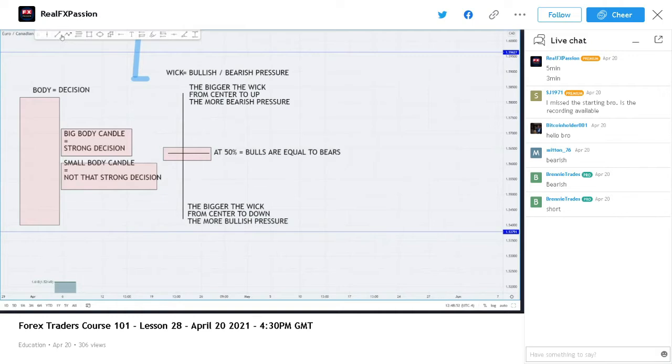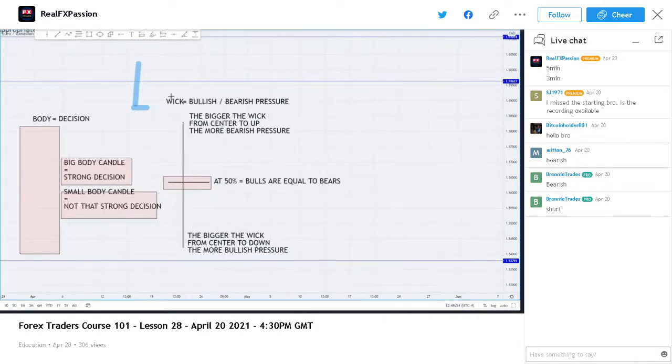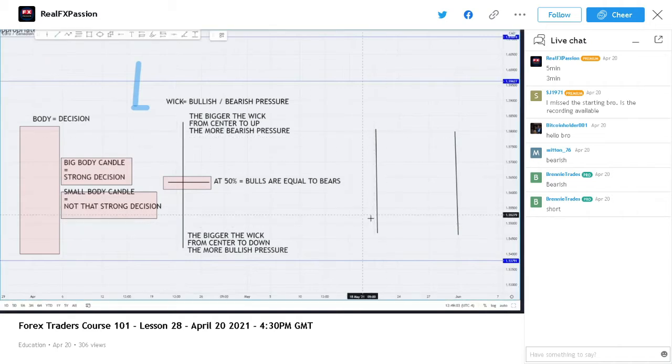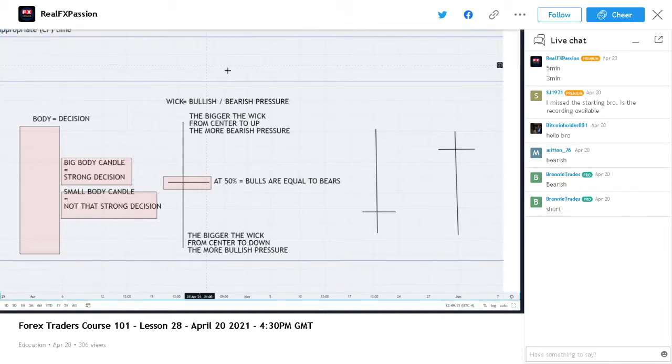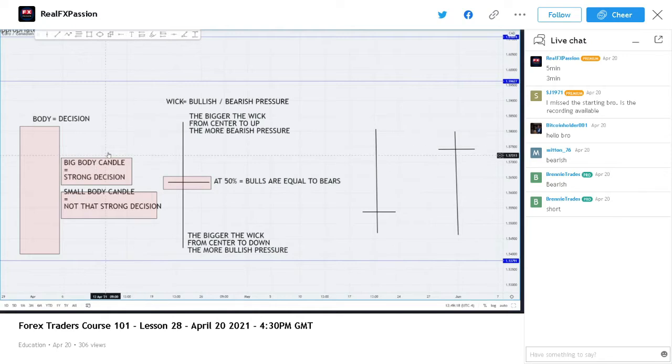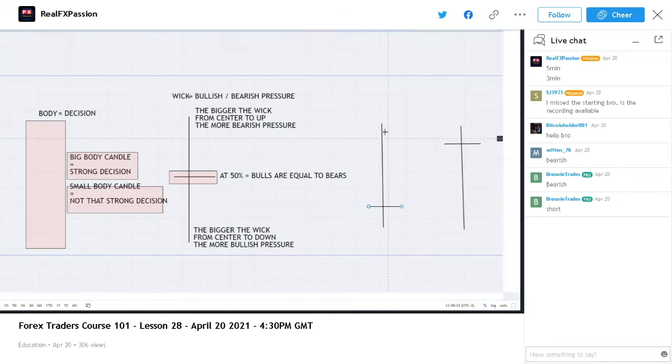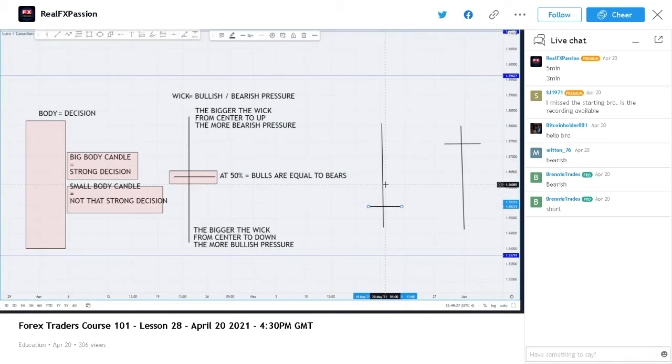Okay. So talking about wicks, let's get rid of the body. Talking about wicks, the wick could be, this could be a wick, and this could be a wick. And sometimes candles don't have bodies, right? Don't bother with the names, doji, dragonfly doji, gravestone doji, baby doji, unicorn doji. Just bear in mind here, everybody, especially the beginner traders, if the wick is like this, right? So the bigger the wick from center to down, right?